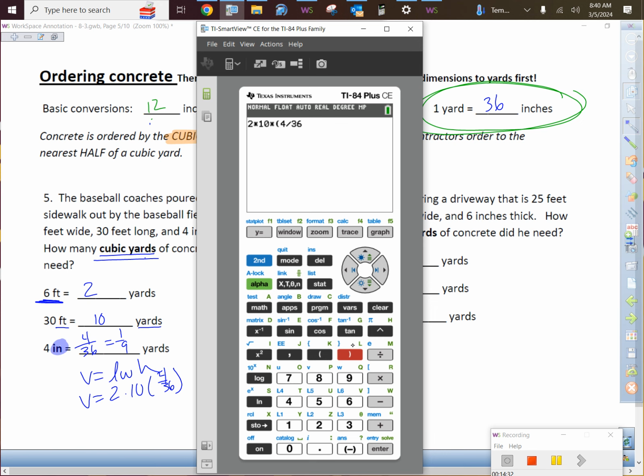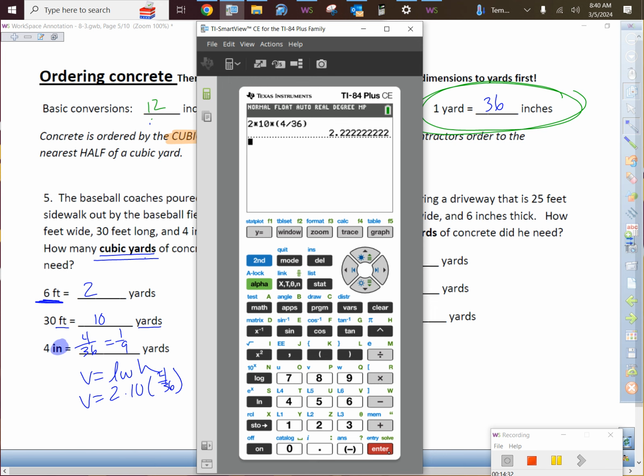So 4/36. Hey, this is just a sidewalk. It's 6 feet wide, 30 feet long, 4 inches thick. Should be pretty close to like one concrete truck, which is like 10 cubic yards. What did you get? Not even close to like a big concrete truck, right? It's got to be less than that. So what do you want to round to?